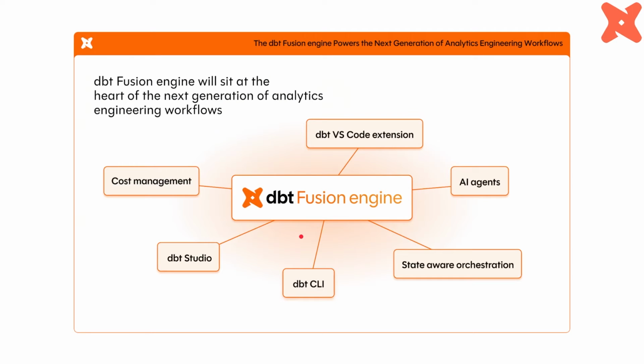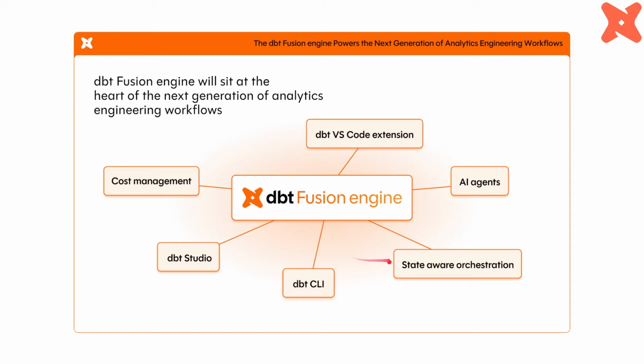All right, so this is the ecosystem that surrounds the dbt Fusion engine. At the center, we have the dbt Fusion engine, which is the heart of modern analytics engineering. Around it, we have six major components. We have the dbt VS Code extension for seamless development in your favorite IDE. Then we have the AI agents module. It's one of the newest and most exciting features.